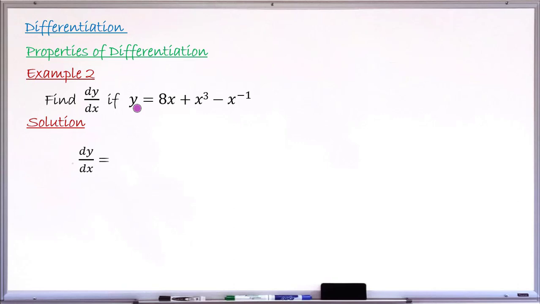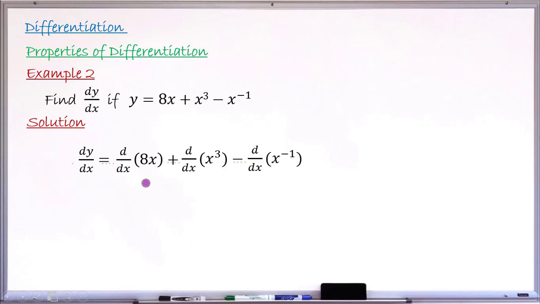So dy by dx will now be equal to d by dx of the very first term, which is 8x, plus, because I have plus separating the first term and the second term, the derivative of the next term, which is x raised to 3. So I have d by dx of x raised to 3, then minus d by dx of the last term, which is x raised to the power of minus 1.